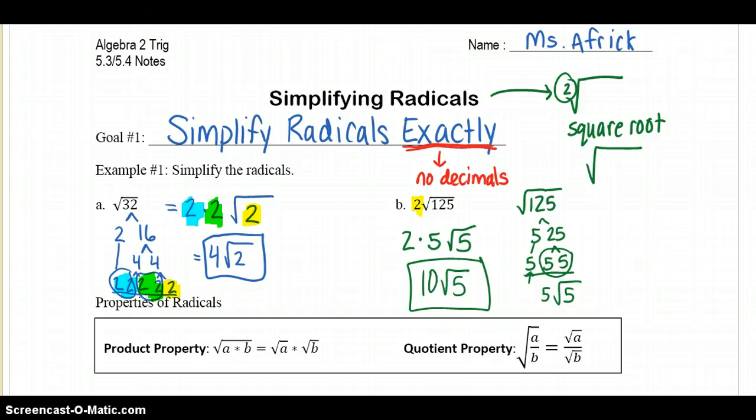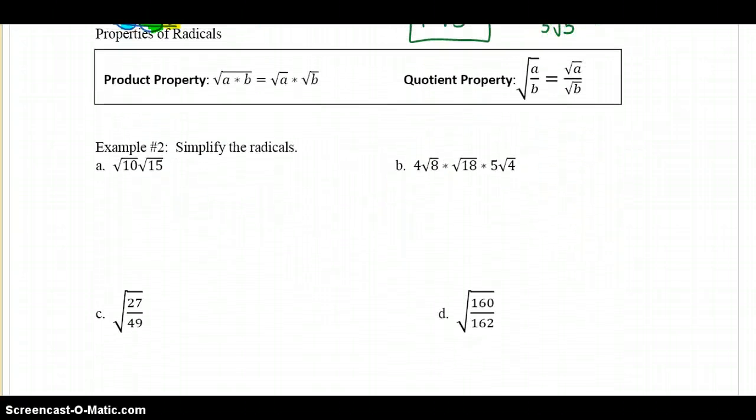Okay, let's try some harder problems. So if I scroll down here, you can see we've got a couple of properties that we're going to be using. The product property and the quotient property. Product property deals with multiplying numbers and how I can split it up into 2 separate radicals that are still being multiplied. And then the quotient property deals with splitting up division. So I'm dividing 2 numbers underneath one radical, and I can split it up into 2 separate radicals. So let's use these properties in these examples here.